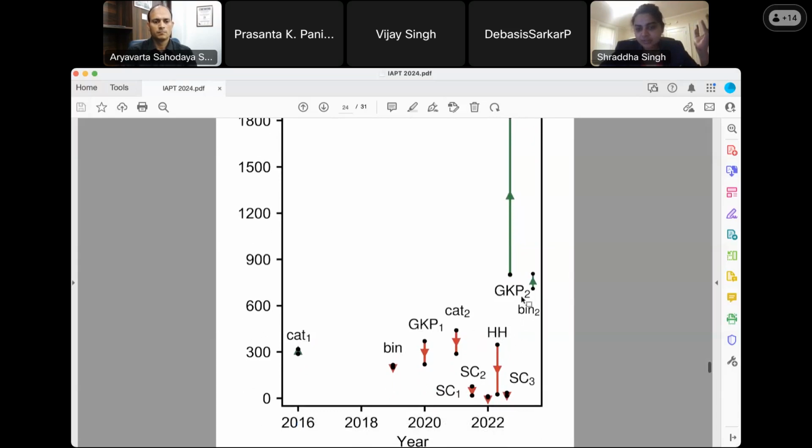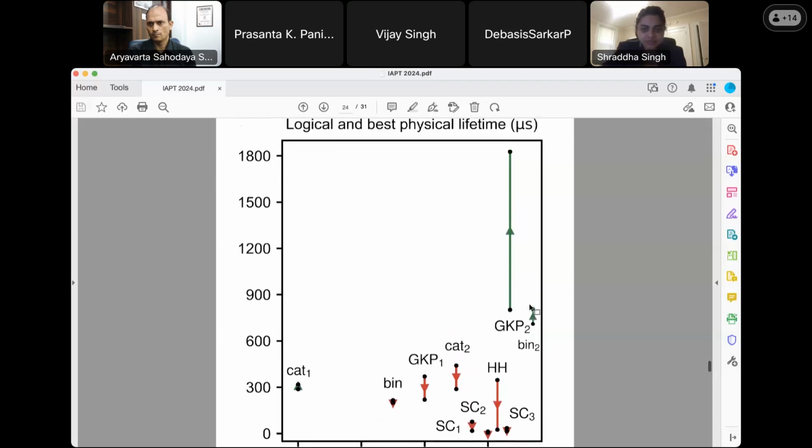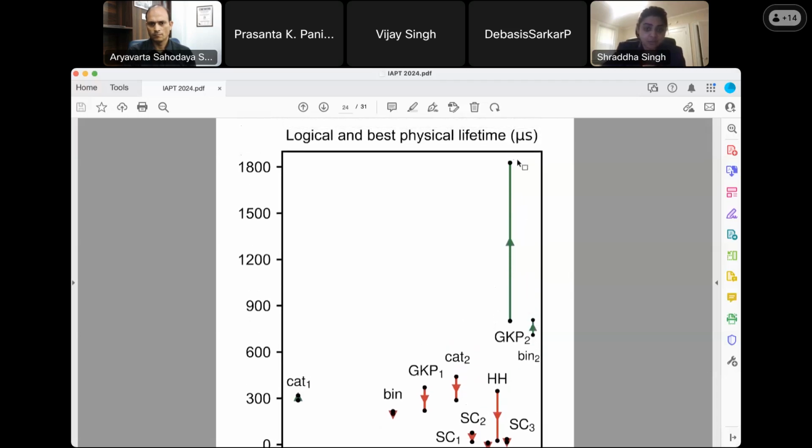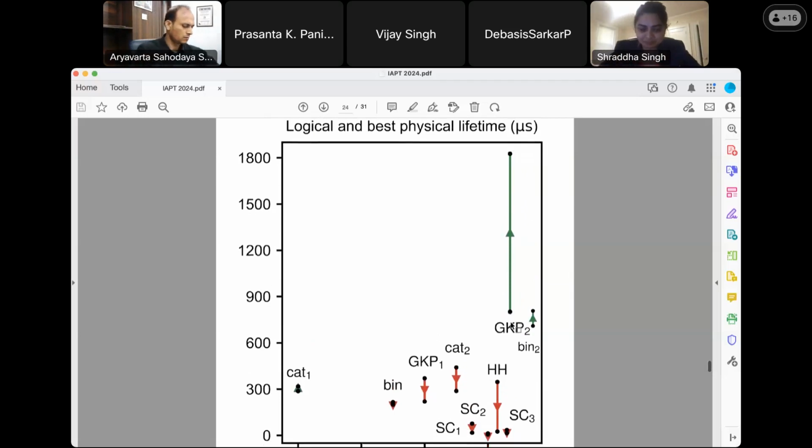CAT, BIN, GKP that you see here are very different types of code. These are oscillator codes. These are the rarest of the rare breed, because these are the codes that have only been executed in trapped ions and superconducting circuits. And you can see the best error correction gain is for a code called GKP code, which got its name from its founders, Gottesman, Kitaev, and Preskill. This is Daniel Gottesman, who found the stabilizer formalism, Kitaev, who found the topological code, and John Preskill. I am sure many of you know who he is.